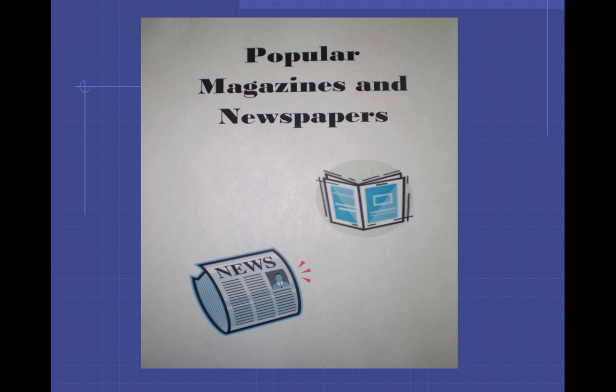Now we're going to shift focus. Previously we talked about journal articles and there being two types, the peer-reviewed, refereed, and the scholarly journals. And then we talked about trade and government publications. Now we want to talk about popular sources of information, popular periodicals in the form of magazines and newspapers.